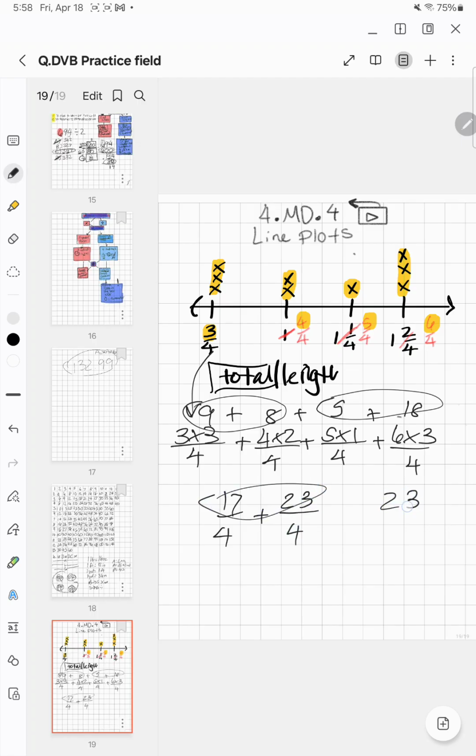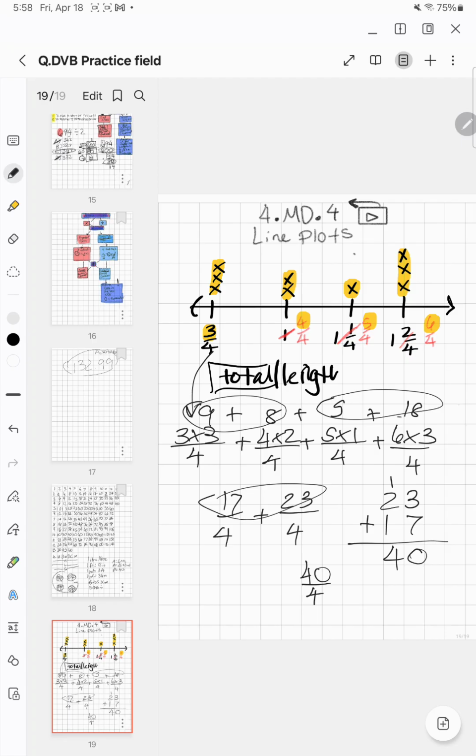And I like to stack. When it gets weird, you're more than welcome. Please stack it so you don't make a mistake. 3 plus 7 is 10. Carry the 1. 1 plus 2 is 3. That's going to be 4. And we already know, again, our denominator is still the same.